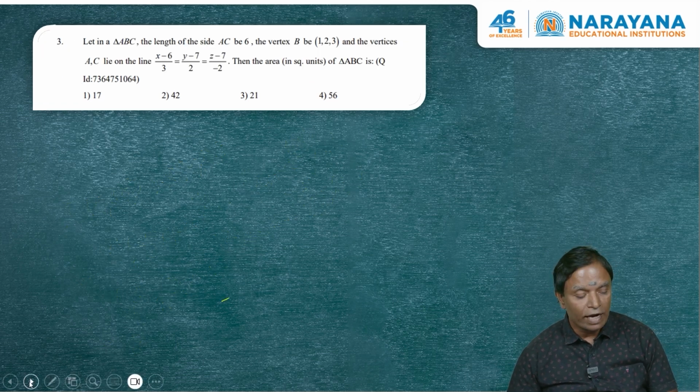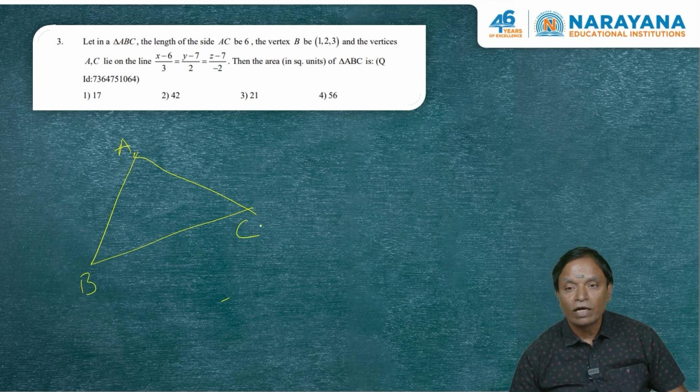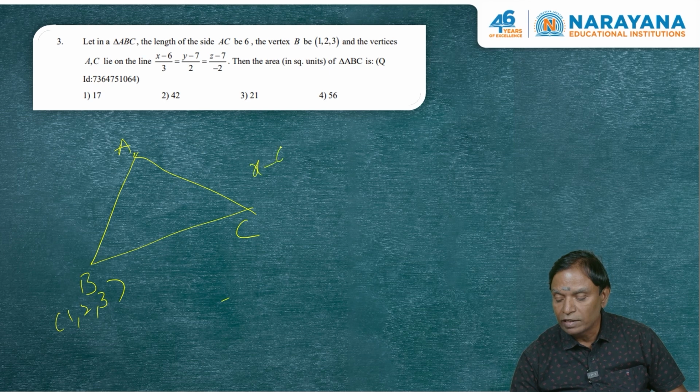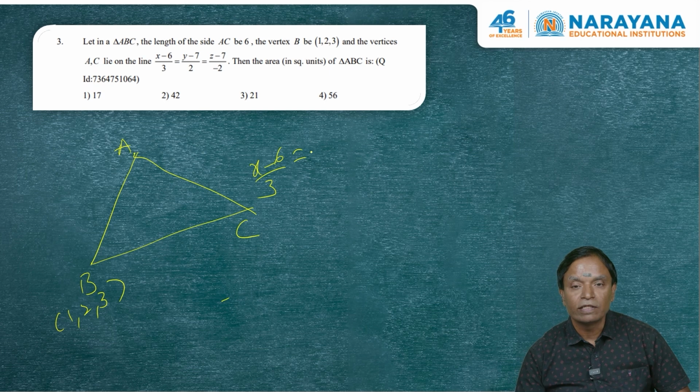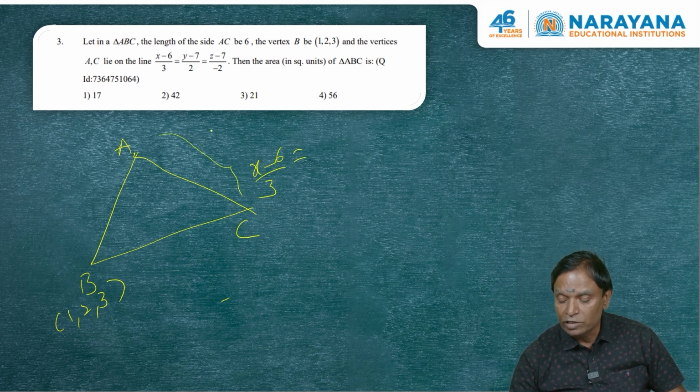You are given a triangle ABC. You are given the length of the side AC and the vertex B. If you observe, this is the triangle ABC. You are given the vertex B (1, 2, 3) and the side AC is (x minus 6) by 3 is equal to (y minus 7) by 2 is equal to (z minus 7) by minus 2. Then you are asked to find the area of the triangle. Now you are given the length of the side AC is 6 units.